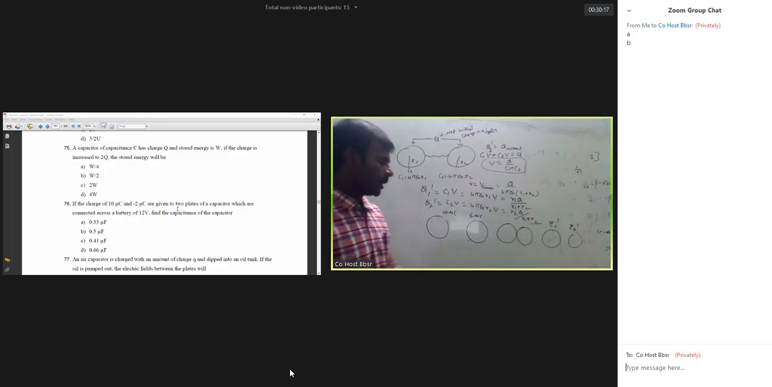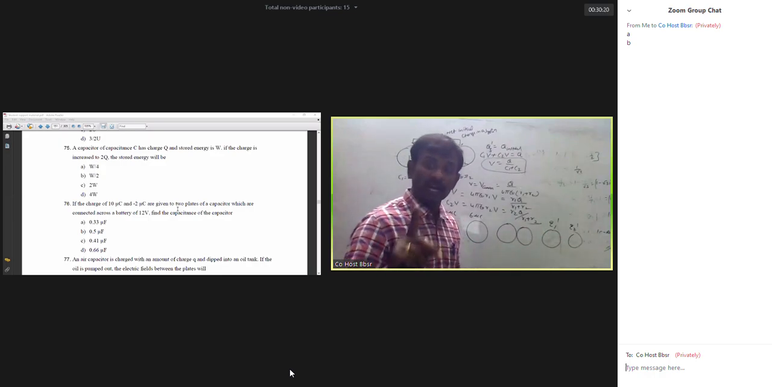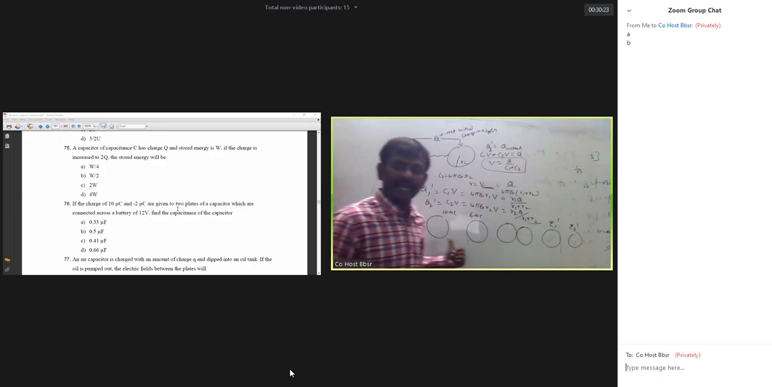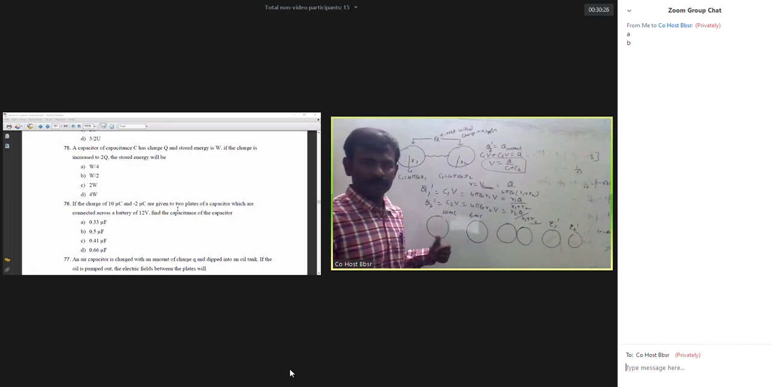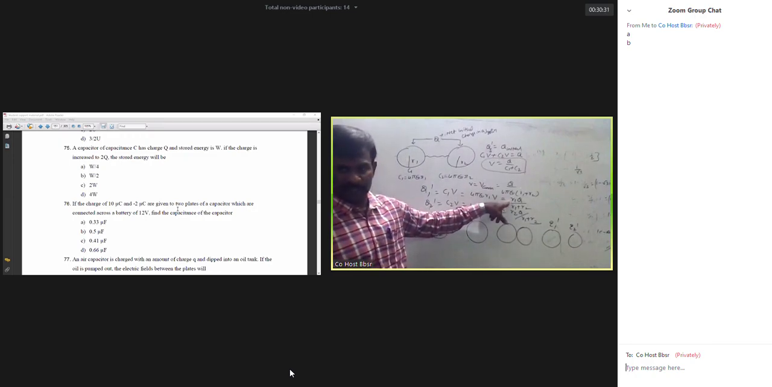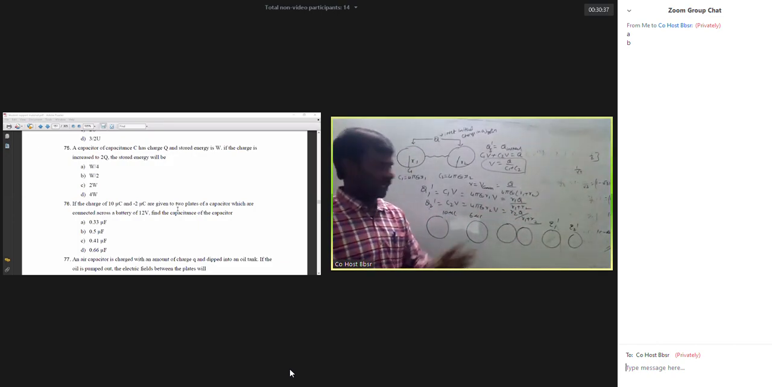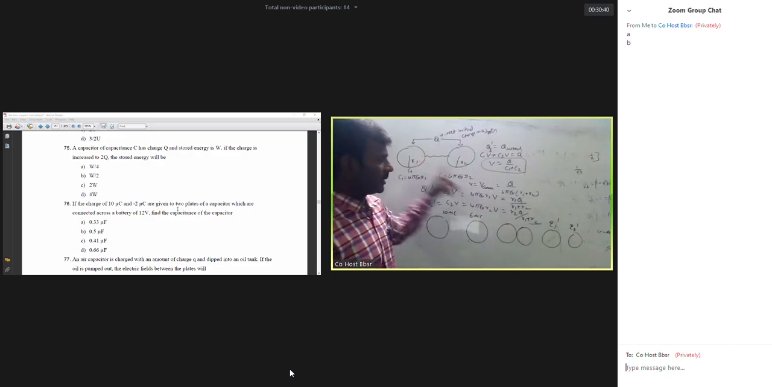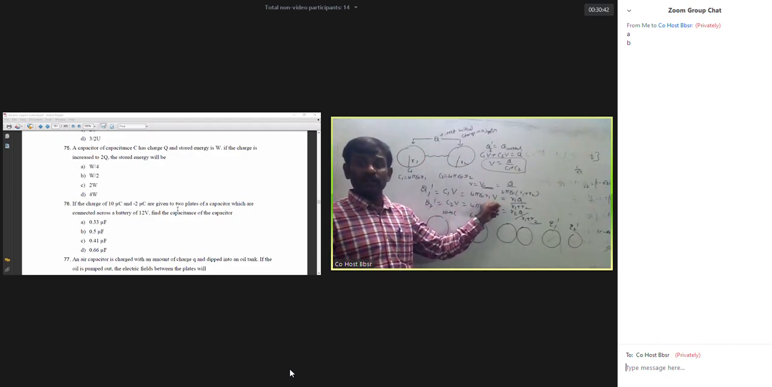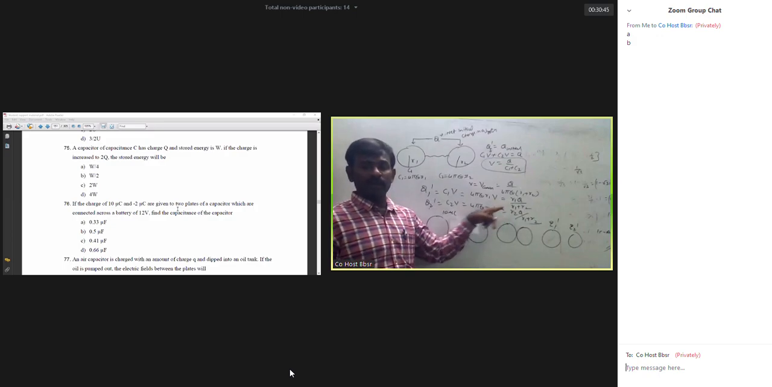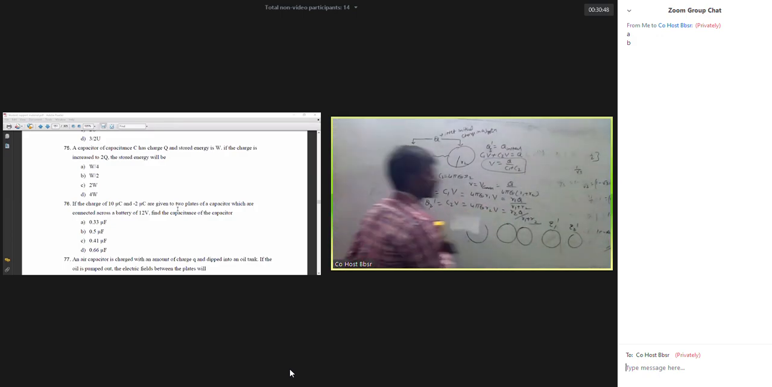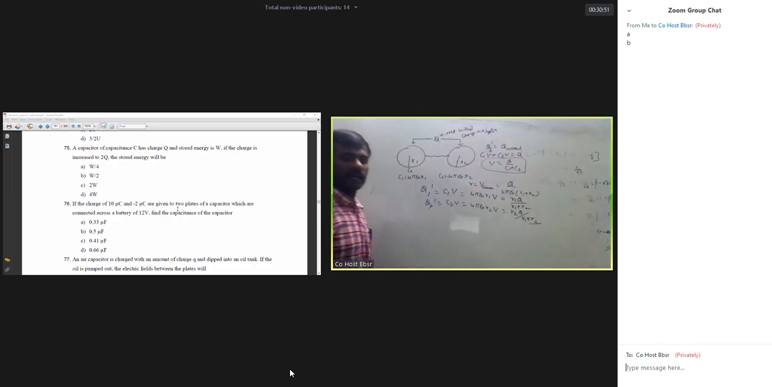You know that it is Q1 plus Q2 by 2 because they are identical. If they are not identical, see the formula. For R1 equal to R2, it is Q by 2, which is absolutely correct. But if they are not identical, this is the basic formula. Try to memorize all of it. They are isolated spheres, but here the dimensions are different.